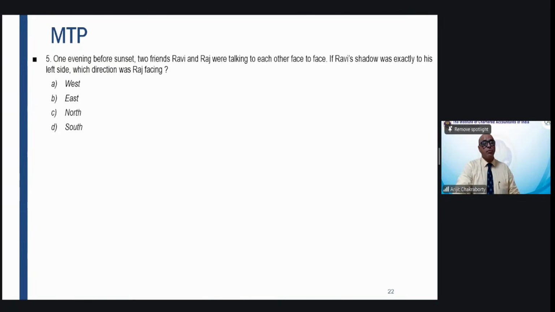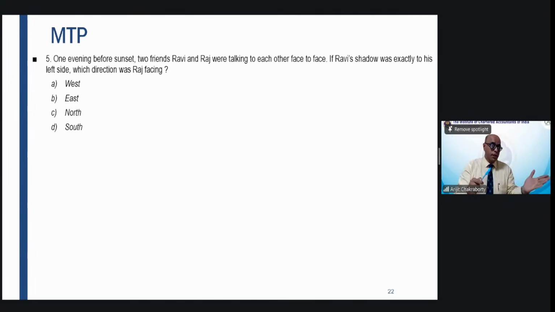If Ravi's shadow was exactly to his left side, please see, Ravi's shadow is falling towards his left side. This is only possible when Ravi is facing the south. Ravi is facing the south, so his left hand is towards the east, and Ravi's shadow is falling towards the east.